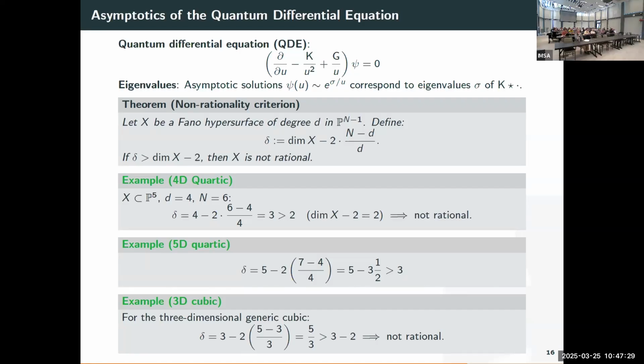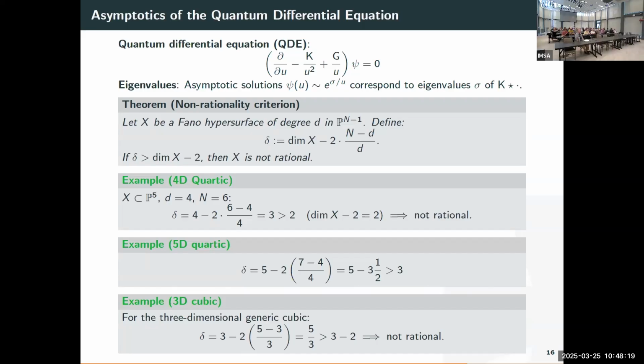And I give two other examples of hypersurfaces of higher dimensions, which are proven to be not rational by the application of this new non-rationality criterion. The way the proof is done is basically you need to restrict yourself to the atom associated with the biggest piece of the decomposition that I have mentioned. In the case of the three-dimensional cubic, this is 1551, and you restrict your differential equation only to this piece. The asymptotics come naturally, of course.